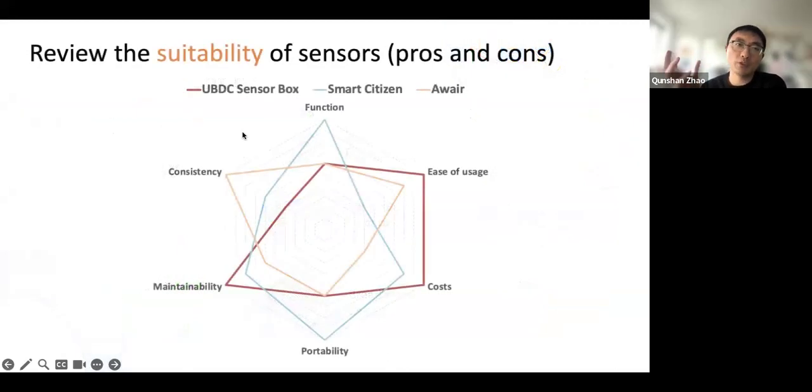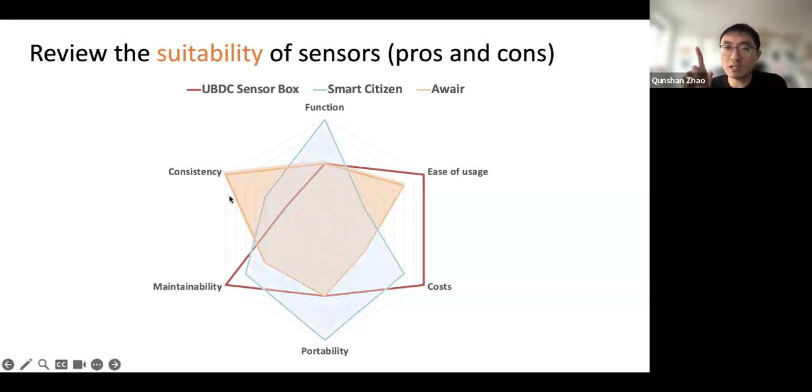But we do review the different sensors and their pros and cons, and I think Awair is one of the commercial sensors we use to compare. It's fairly expensive, but it has fairly high consistency in terms of readings because it's commercially validated, but it's not easy to set up and only measures limited information.